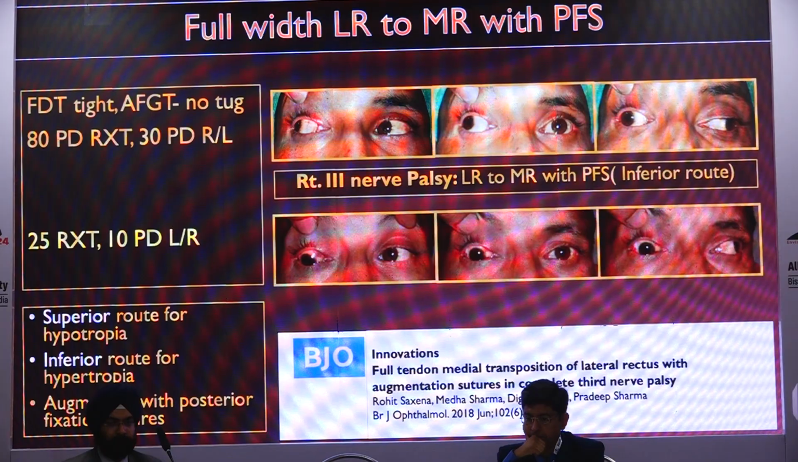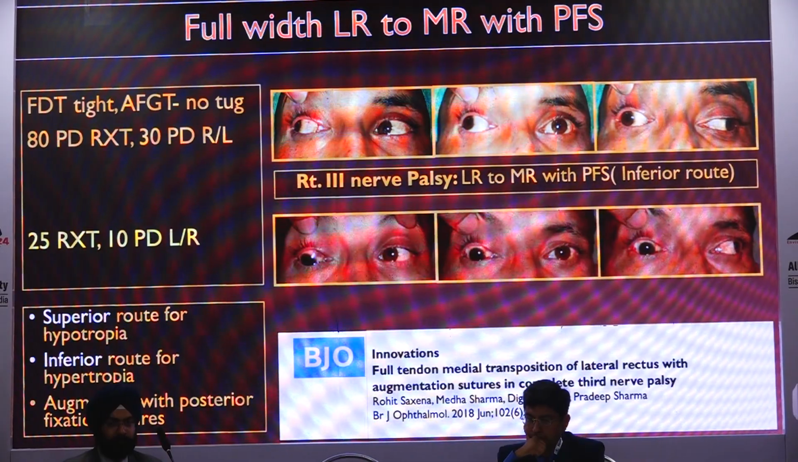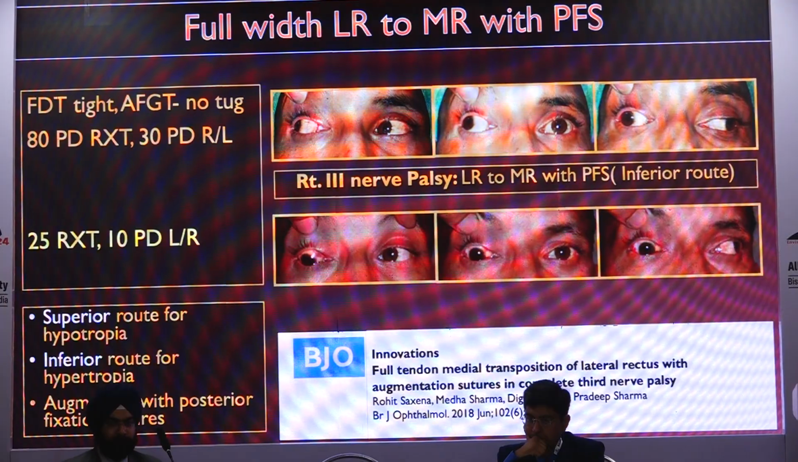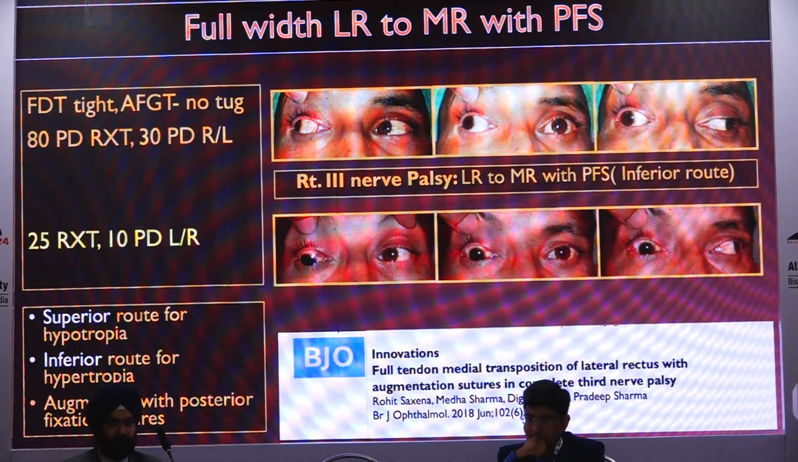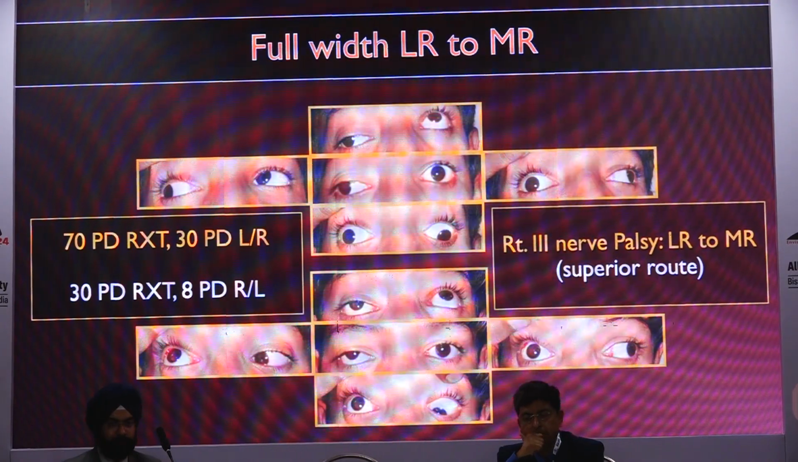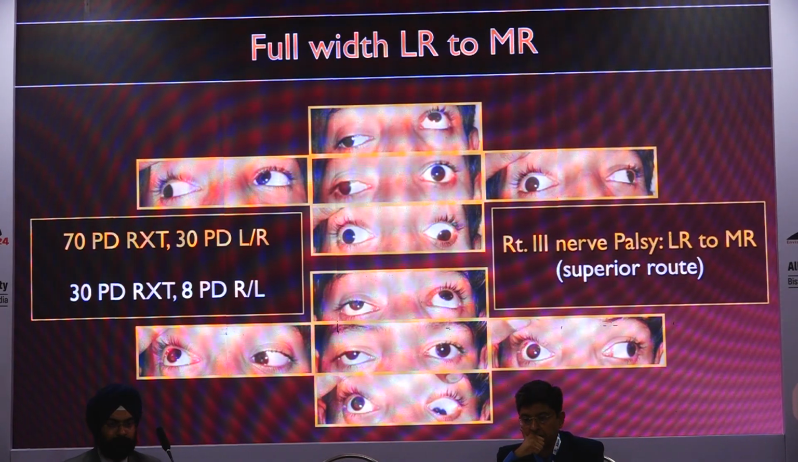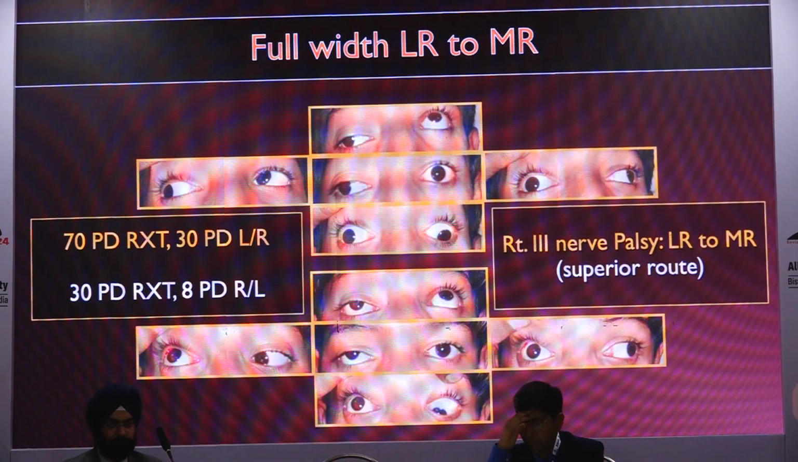So here is a case of right eye post-traumatic third nerve palsy with exotropia and hypertropia. In this case, we chose to perform a full width lateral rectus to medial rectus transposition via the inferior route to correct the hypertropia. Here is a similar case of right eye third nerve palsy with associated hypotropia, and in this case the full width lateral rectus to medial rectus procedure was performed via the superior route.